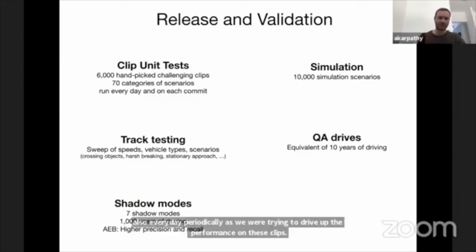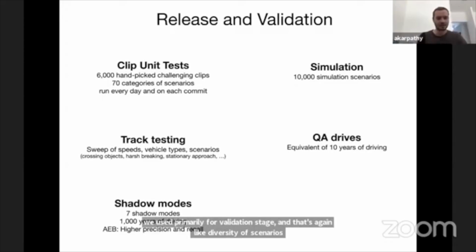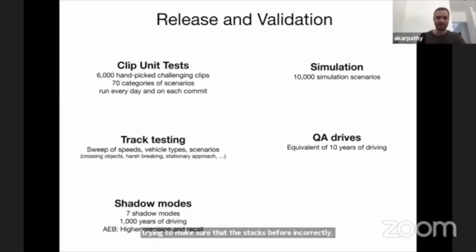We also use simulation extensively for validation. We've also used simulation for training, although I haven't gone into that, but we've had some successes there. But we use it primarily for validation at this stage. And that's, again, like diversity of scenarios, trying to make sure that the stack is performing correctly. We've done a lot of track testing, and I've shown you some examples of that. We've driven this extensively in the QA fleet, and we've also deployed this in shadow modes and seen that this stack performs fairly well. So in particular, for example, for the automatic emergency braking, we actually see a higher precision and recall compared to the legacy stack that is a fusion stack.